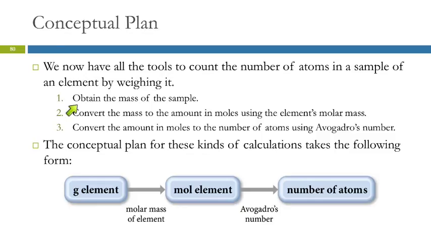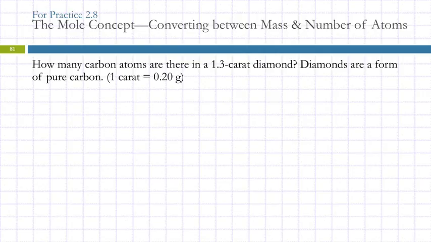And the way this would be done, you get the mass of a sample, you convert the mass to moles, grams to moles, using the element's molar mass, and then we convert the number of moles to number of atoms. So grams to moles to number of atoms. Conversion factor here is the molar mass. Conversion factor here is Avogadro's number.